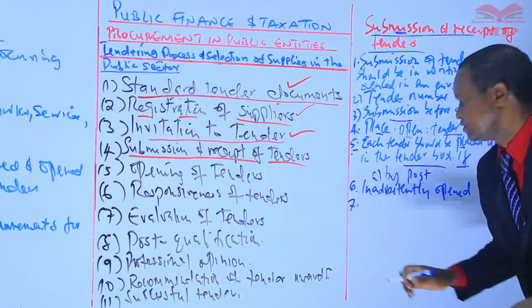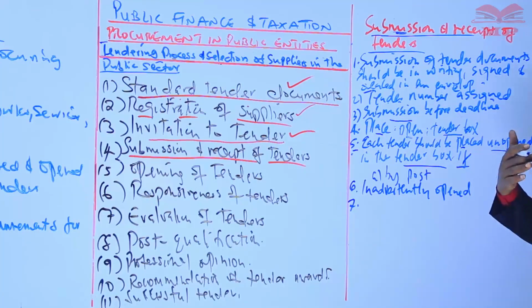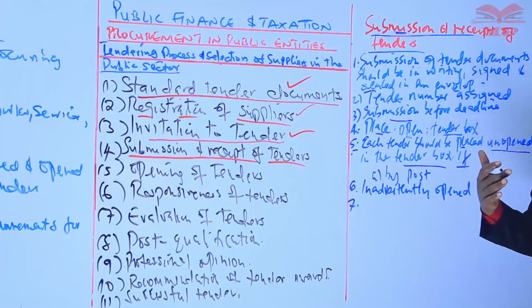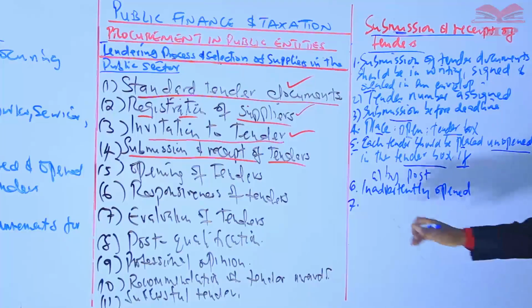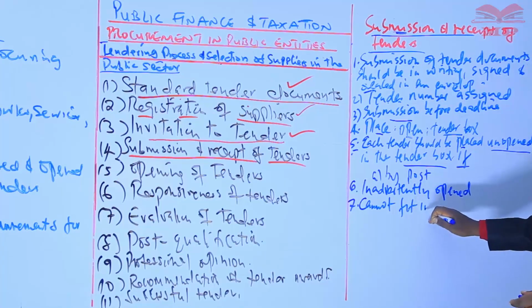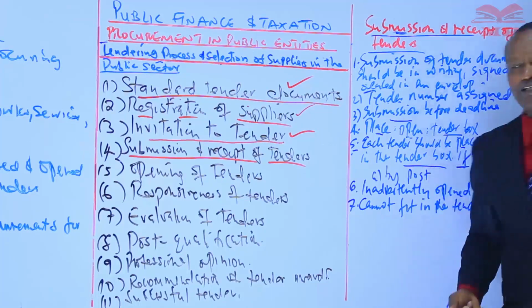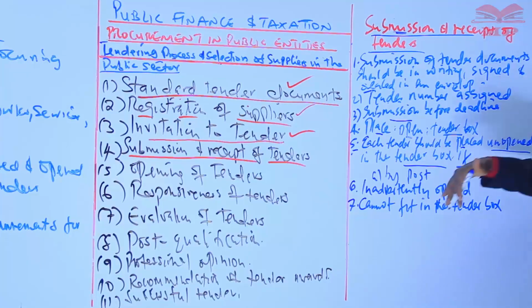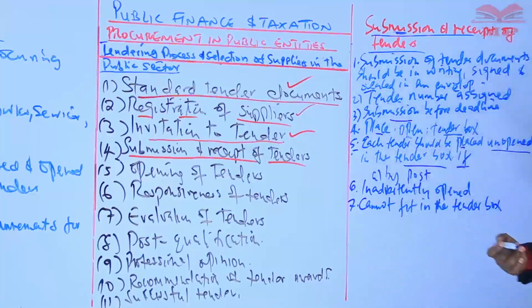Number 7, if a tender or part of a tender cannot fit into the tender box, then what should happen? Because we say that the envelope must be placed in a tender box. But what if the envelope does not fit in the tender box? What should happen?